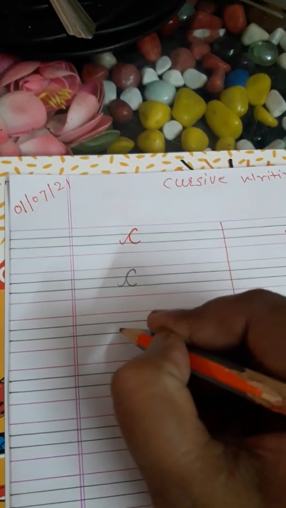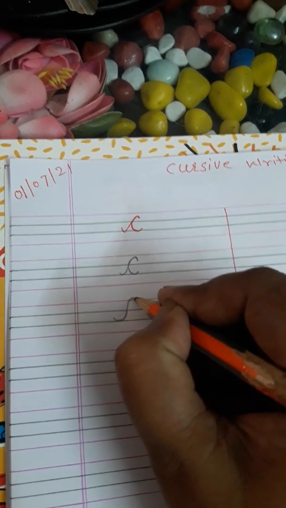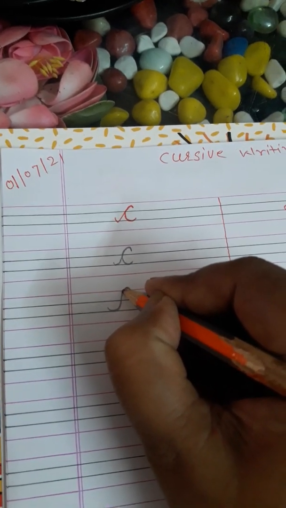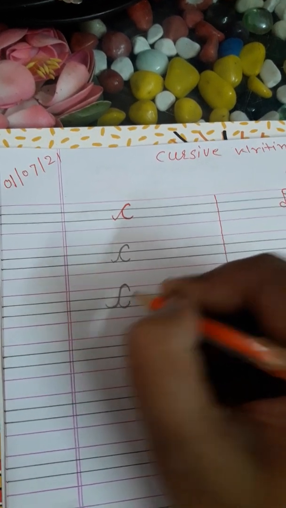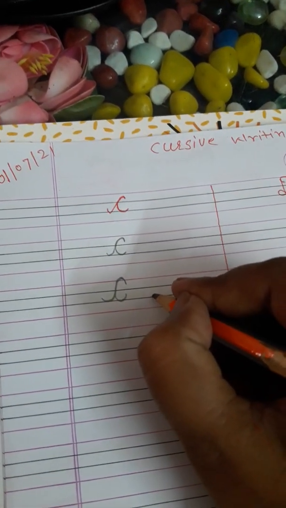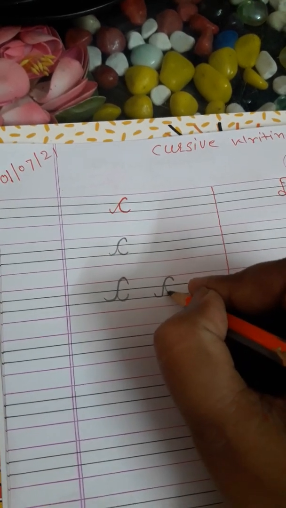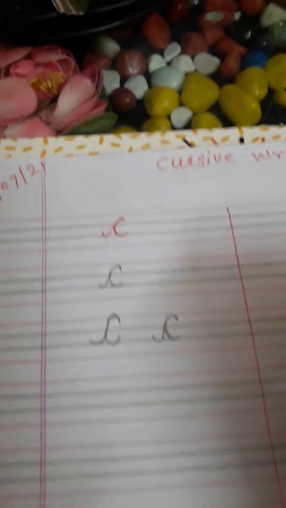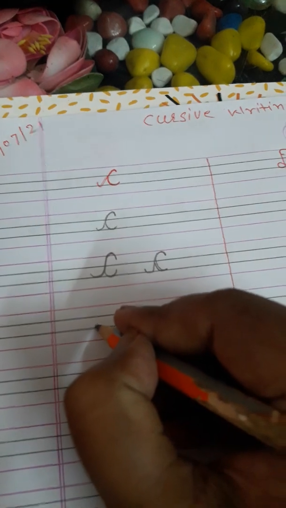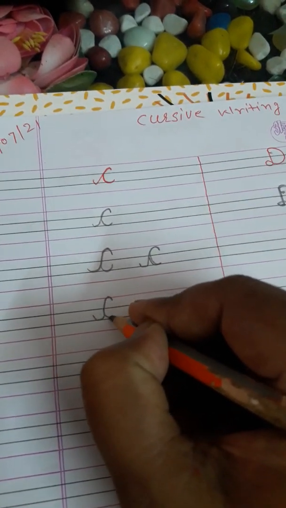कैसे लिखेंगे? First, you have to start with a curve and come back. That is C. फिर से लिखेंगे. Start with curve, go upwards, come back. C. फिर से लिखेंगे. Start with curve, go upwards, then come back.